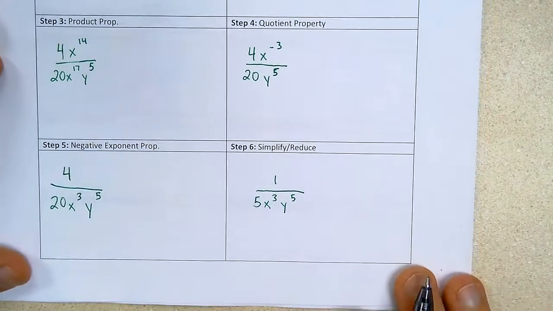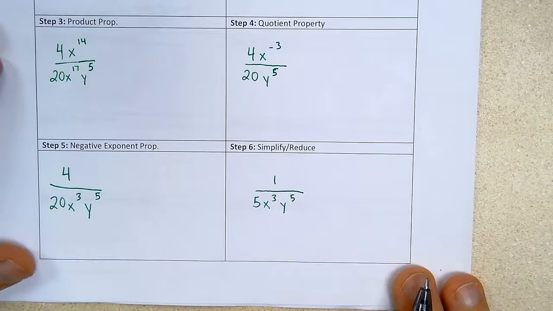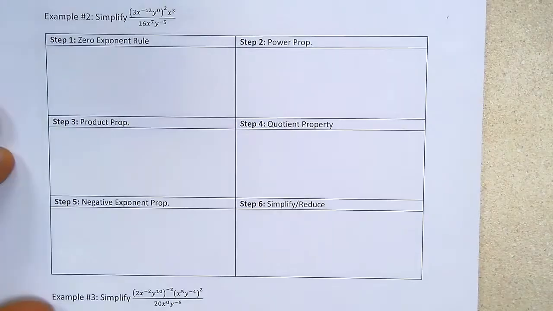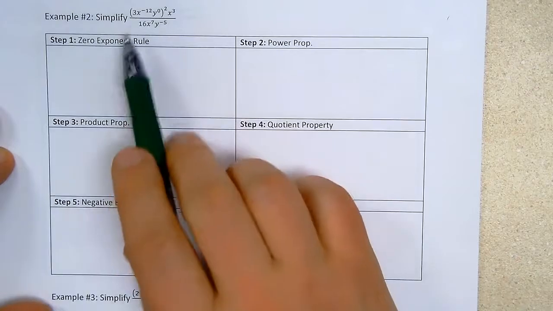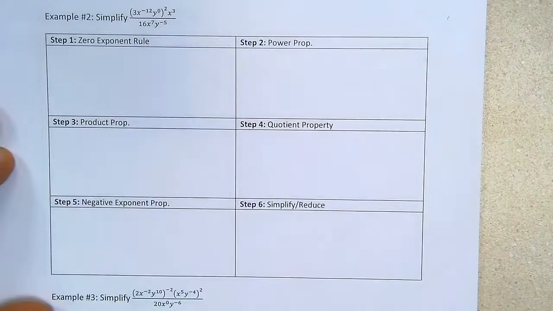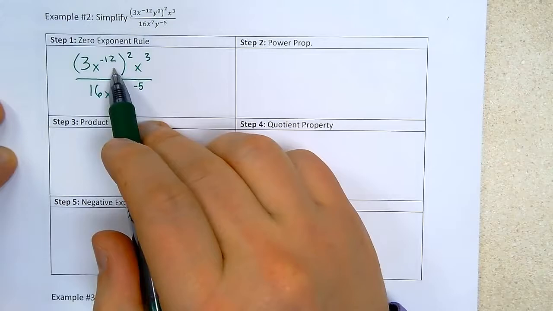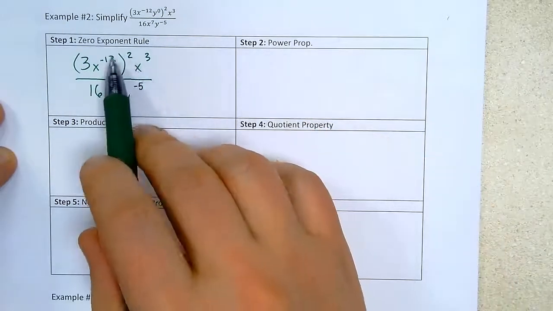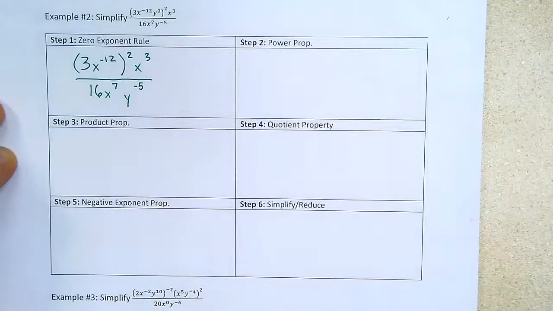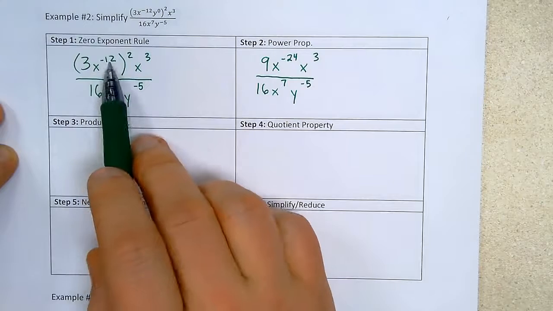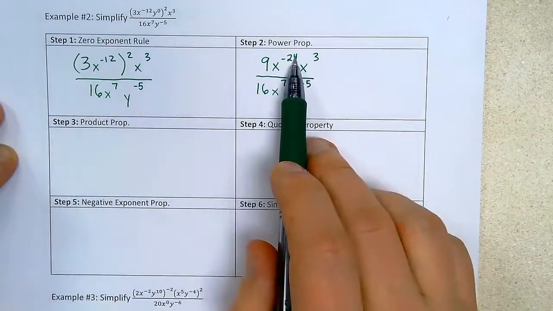All right, that is example 1. The future examples will follow the same 6-step process. Example 2. We're going to apply the zero exponent property to that y to the 0th. That turns it into a 1. Now we're going to apply the power property. We're going to distribute that 2 in. 3 squared is 9, and x to the negative 12th squared is x to the negative 24.